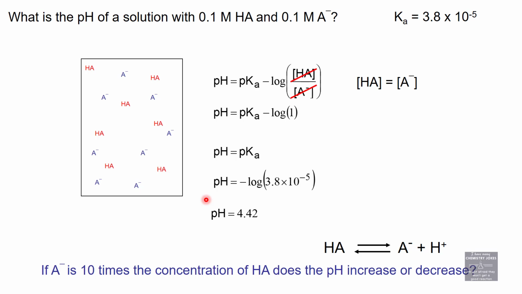If A minus is 10 times the concentration of HA, that means you've got more base than acid, so your pH should be closer to the base end. Your pH should be higher than it was when the system had equal concentrations of both. You can actually prove that mathematically by substituting in a 1 and a 10 and plugging it into your calculator, but we've got enough other examples to do. I'm not going to do it right here, right now.